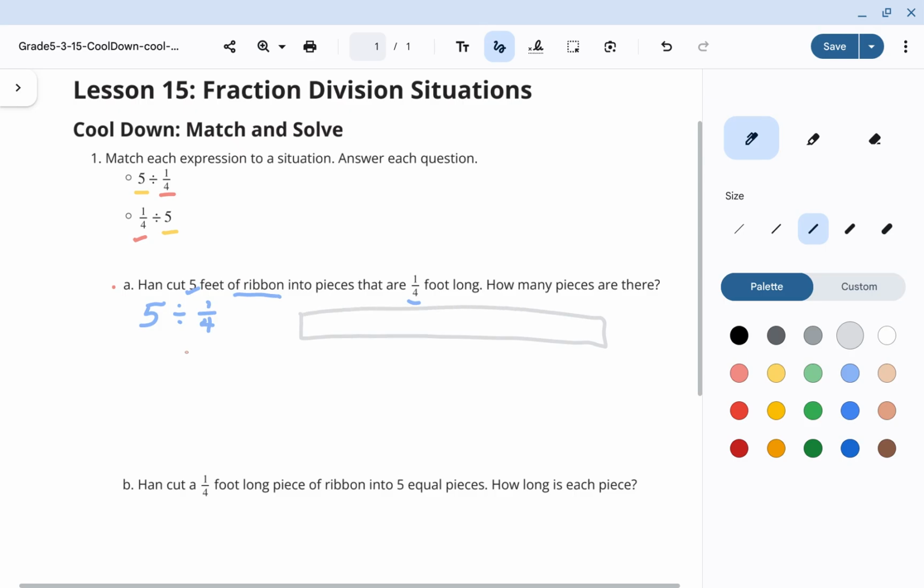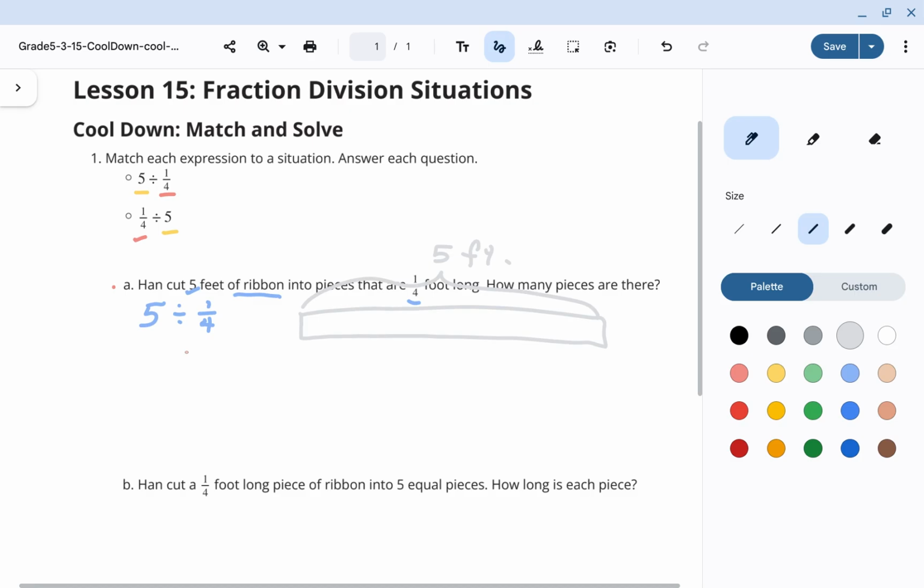Now, let's go ahead and think about exactly what is happening in this situation. I'm going to model it. You don't have to do that, but certainly if you are someone who maybe is unsure of this question, this might help us to break it down. When in doubt, draw it out. Han has 5 feet of ribbon. So I have shown that in a tape diagram. Now, he's cutting it into pieces, and each piece is going to be 1/4 of a foot long, right? How many pieces are there in all?